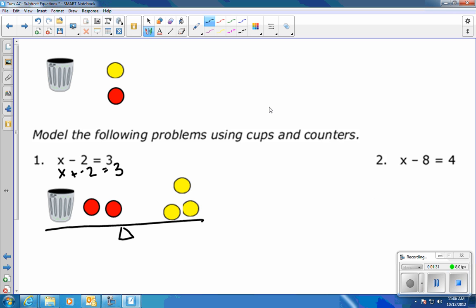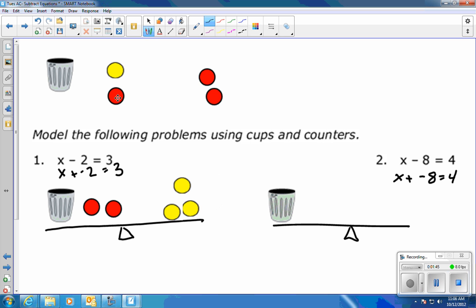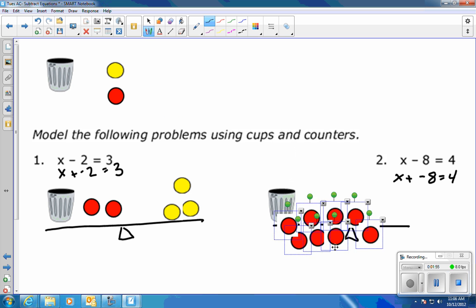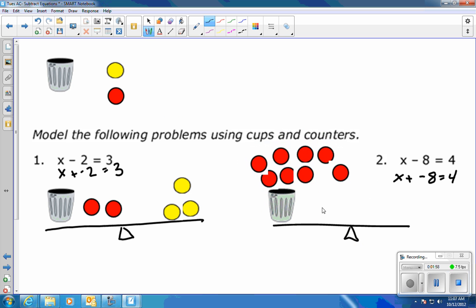On this one, again, I'm going to add the opposite. And for my balanced scale, I should have an x and 8 negatives. My scale really isn't big enough. And that should equal 4 positives. So that's the modeling process. We always change these subtraction problems to addition.